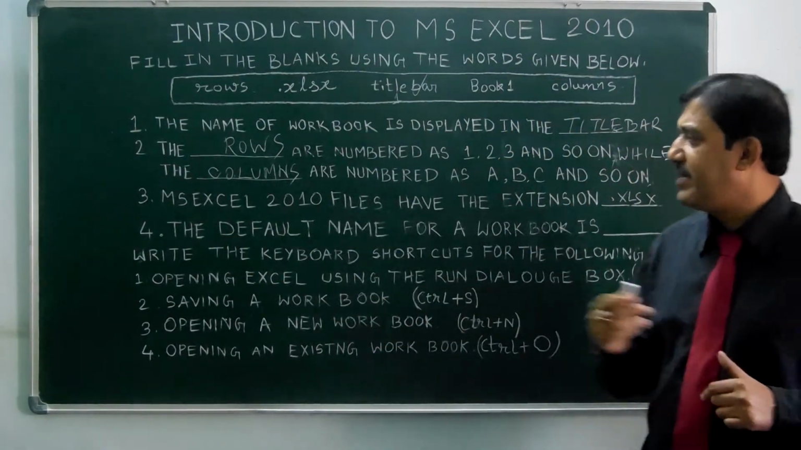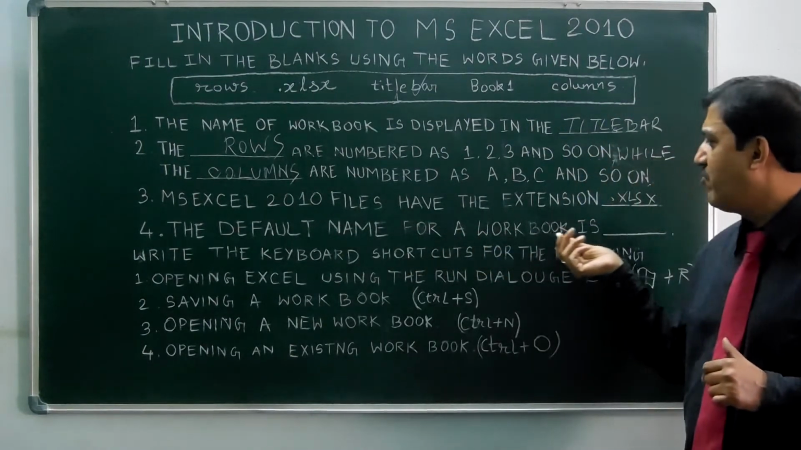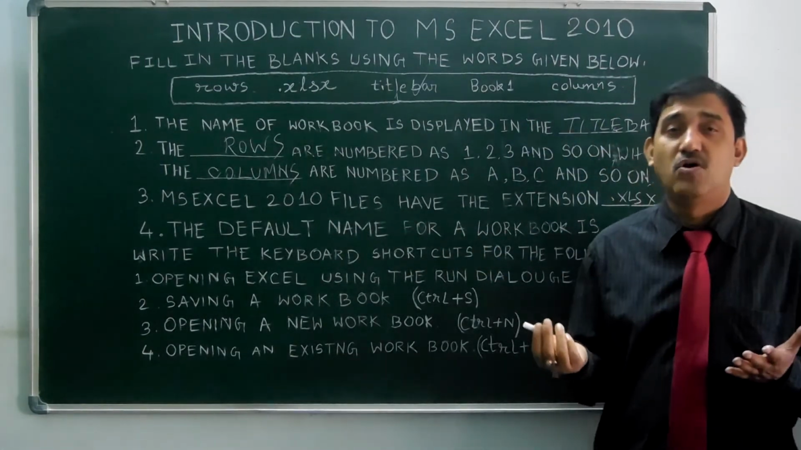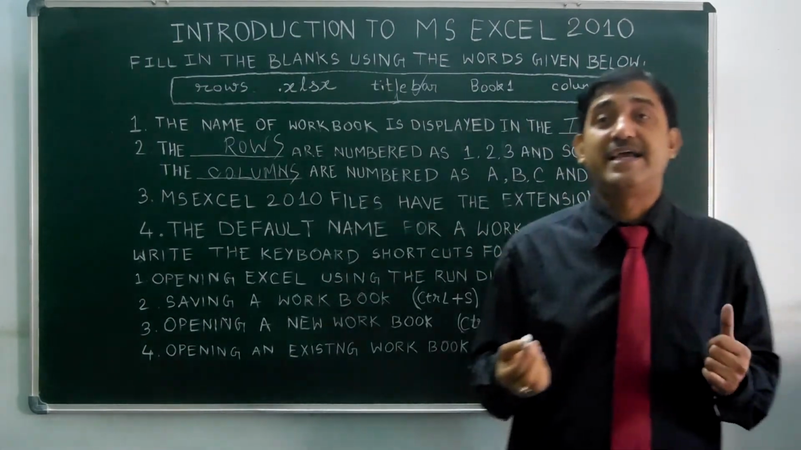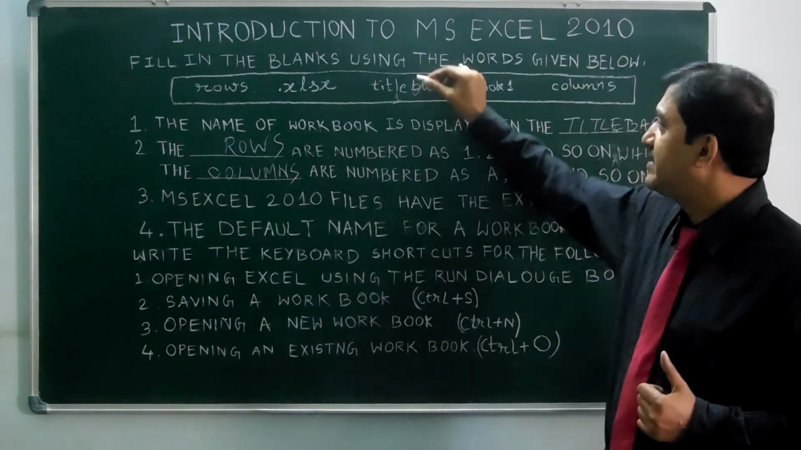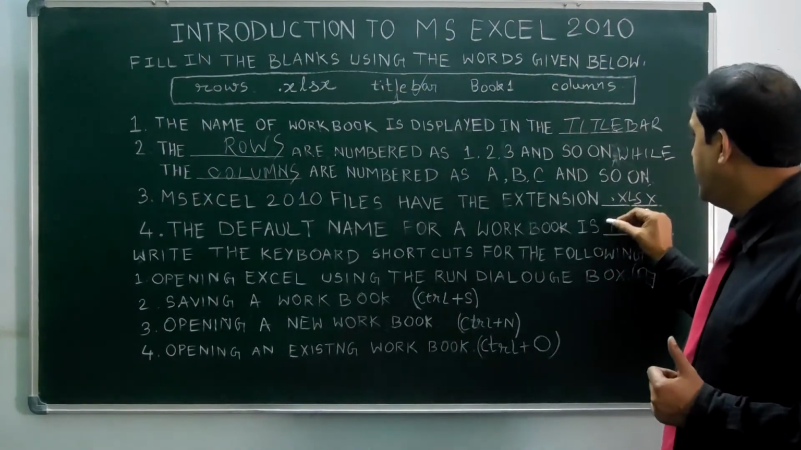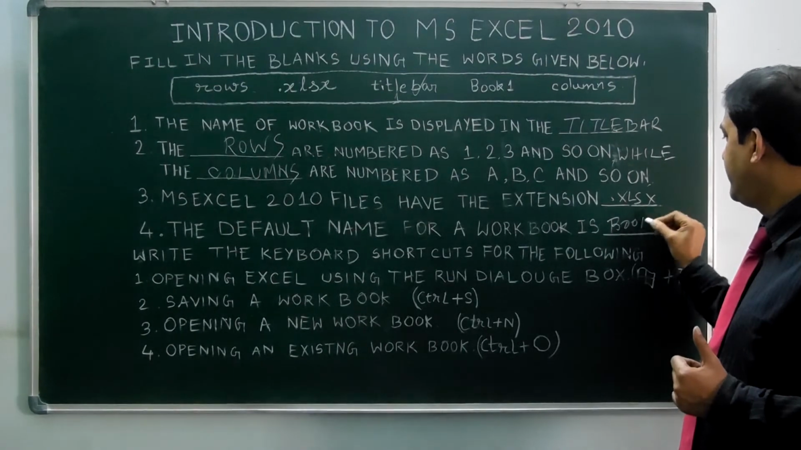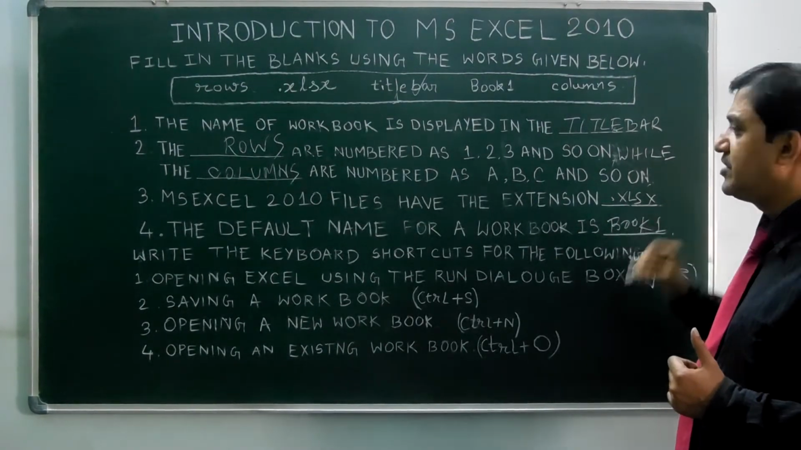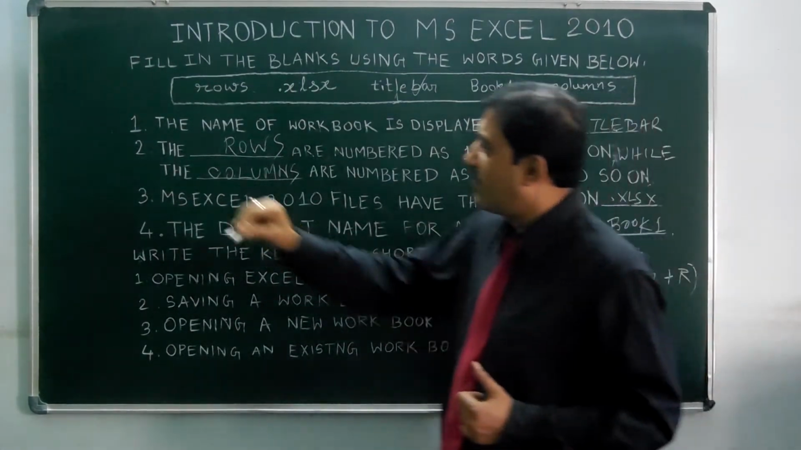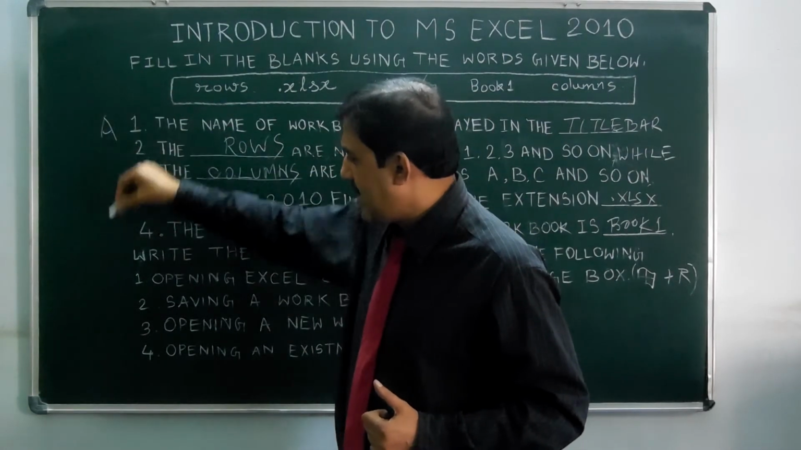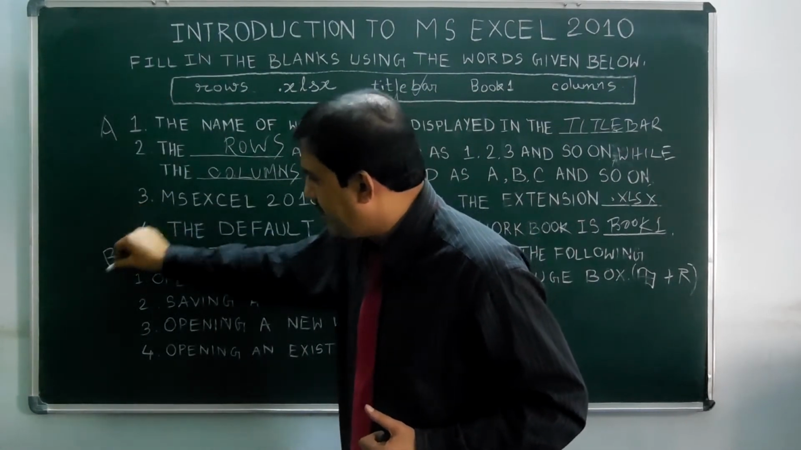Now the fourth one: the default name for a workbook. The default name always comes as Book, so it will be Book1. So you have completed this part, and now we come to part B.